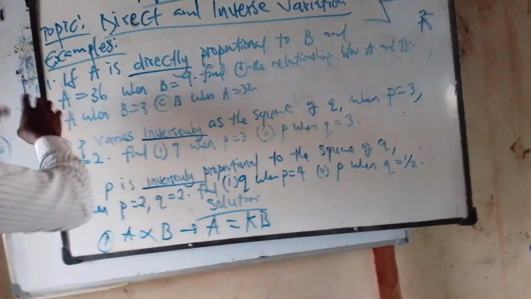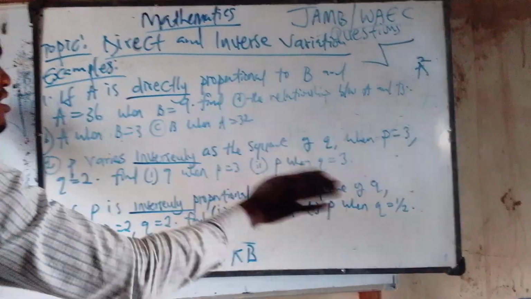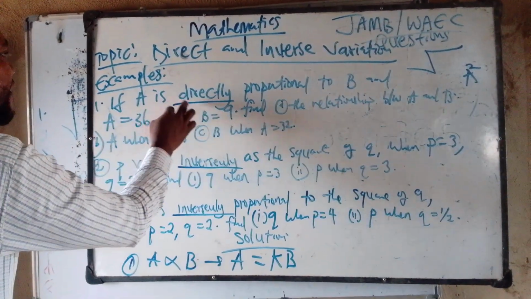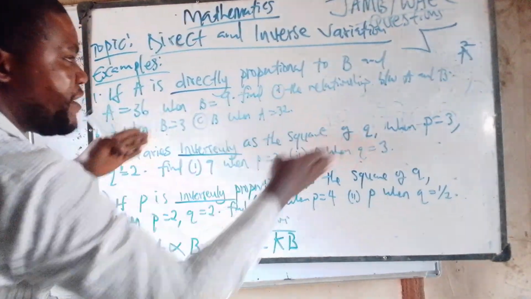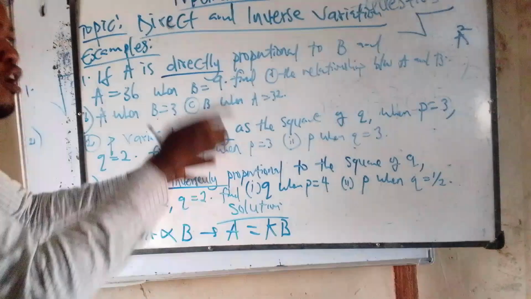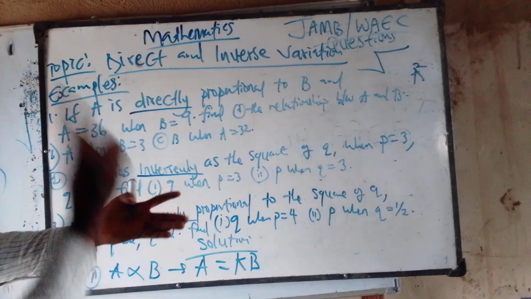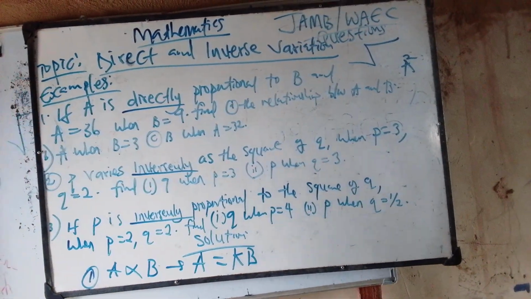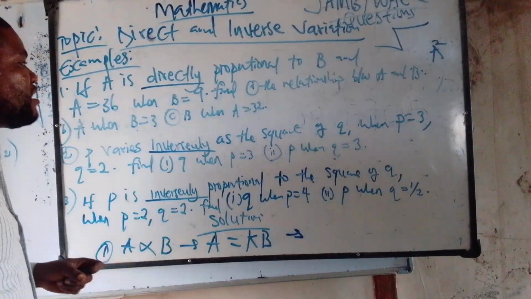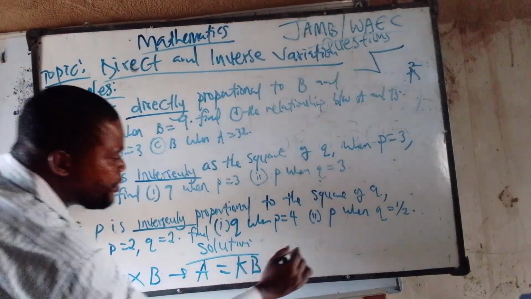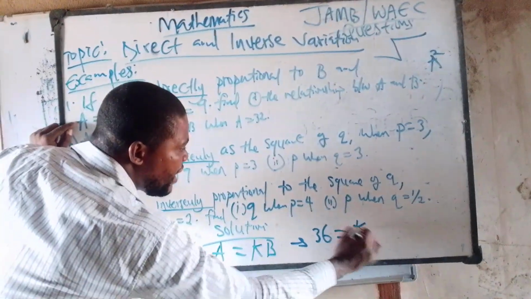Look at my first work. No square root, no cube root, nothing at all. They only said A is directly proportional to B, and A is 36 when B is 9. So find this first of all. Whatever you will do, whether direct, inverse, joint or partial, you must find your constant. To find my constant, they have given me a condition that A is 36. I remove A and put 36 equal to K times.